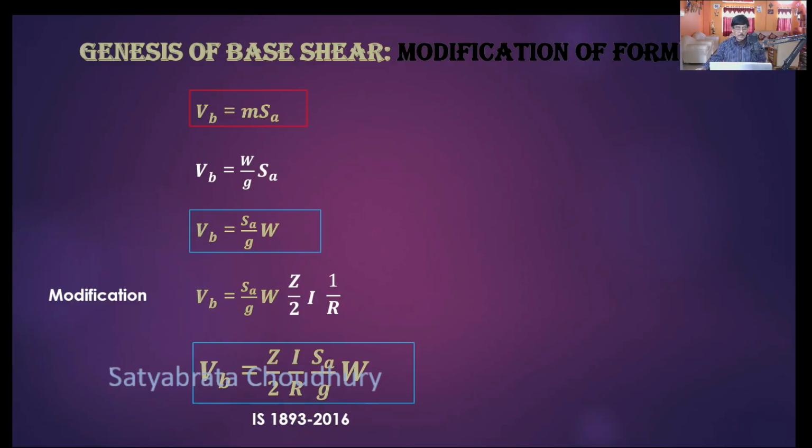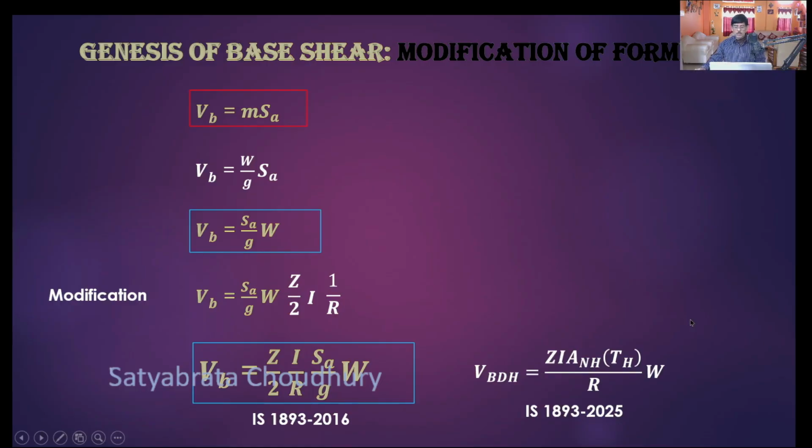So what are the changes in the new code? Changes in the new code are like this. ZI same as earlier, Ah(T) is nothing but Sa, and T means at that time period. T is not a multiplier, it is corresponding to the time period you find out the Ah(T), spectral acceleration. W as earlier, R as earlier, only 2 is missing here. Because in the zone factor Z, these 2 etc. have been accommodated.